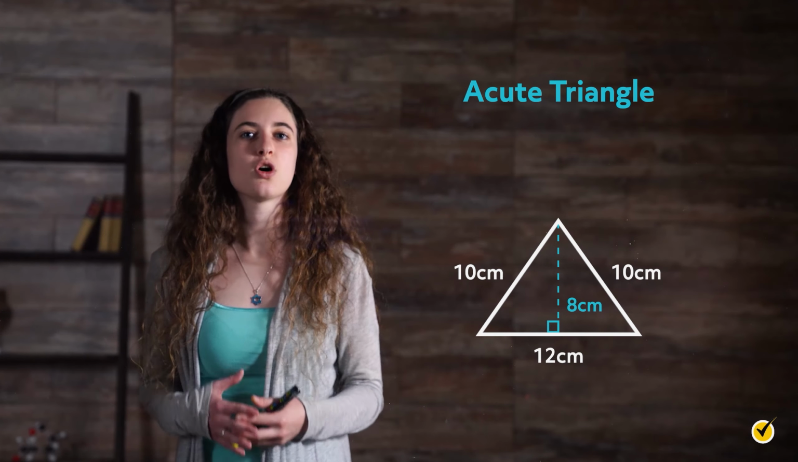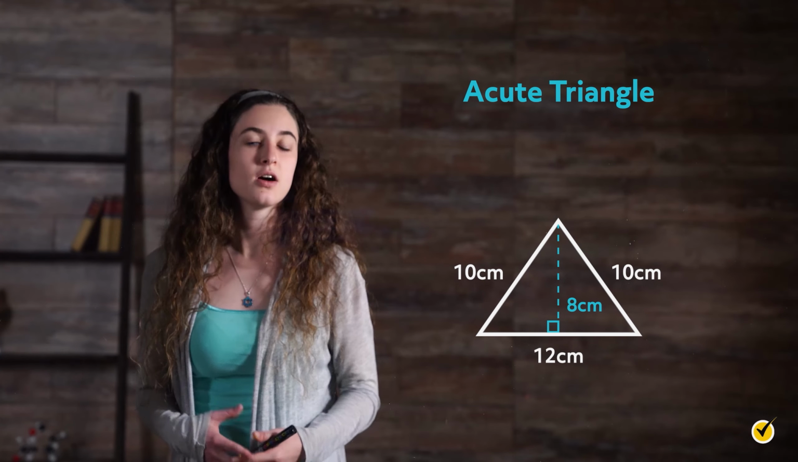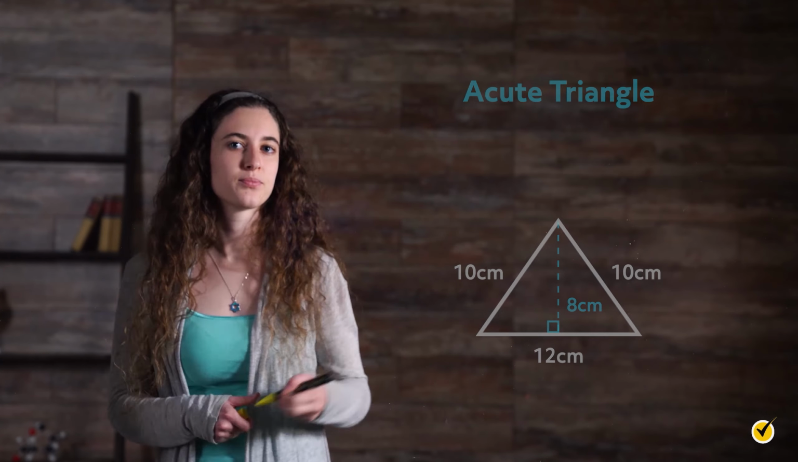Let's start with an acute triangle. Note that the height is always perpendicular to the base. From here, we can find the area. Here we have our area equals 1/2 times the base, which in this case is 12 centimeters, times the height, which is 8 centimeters. So we get 1/2 times 96 from 12 times 8, which gives us 48 centimeters squared.